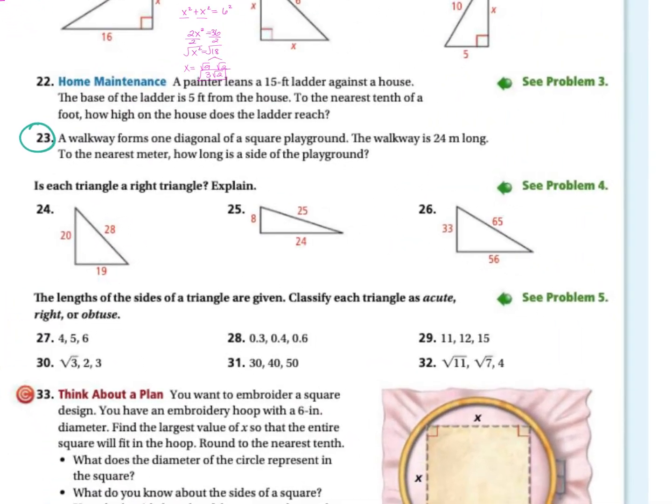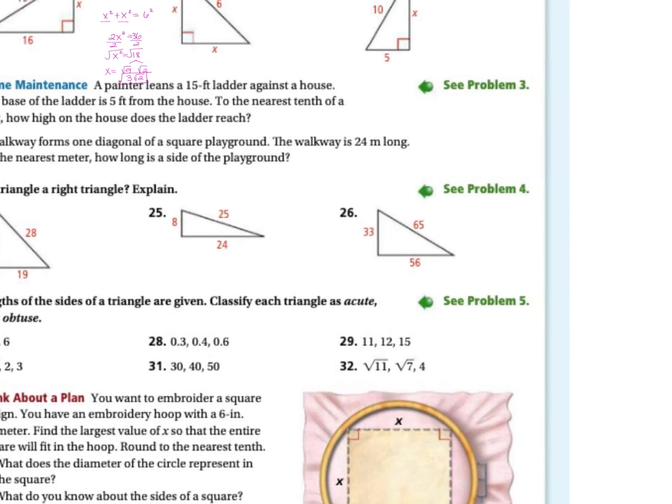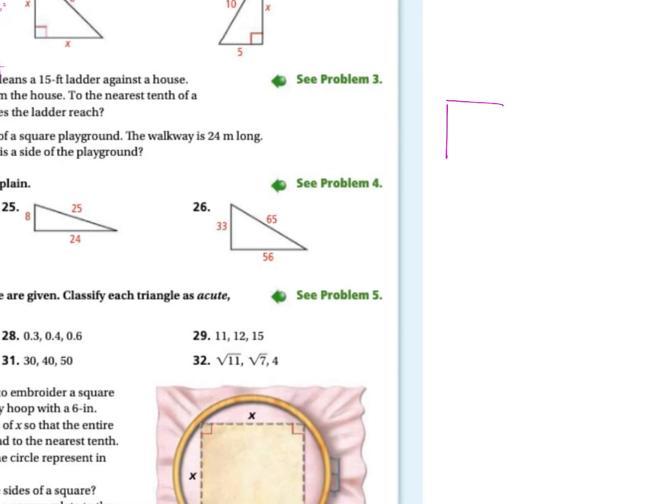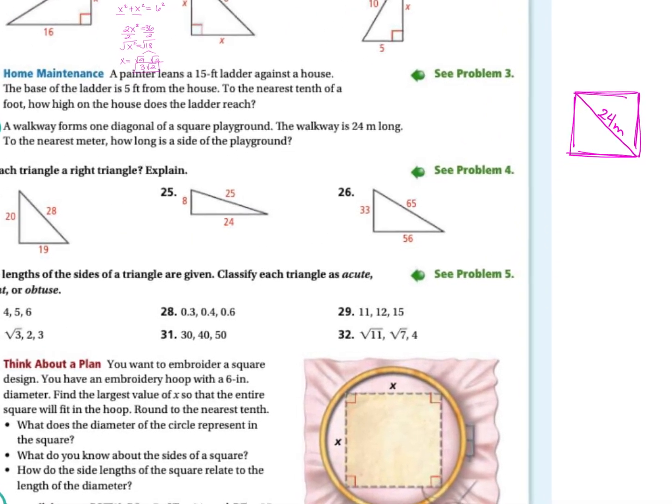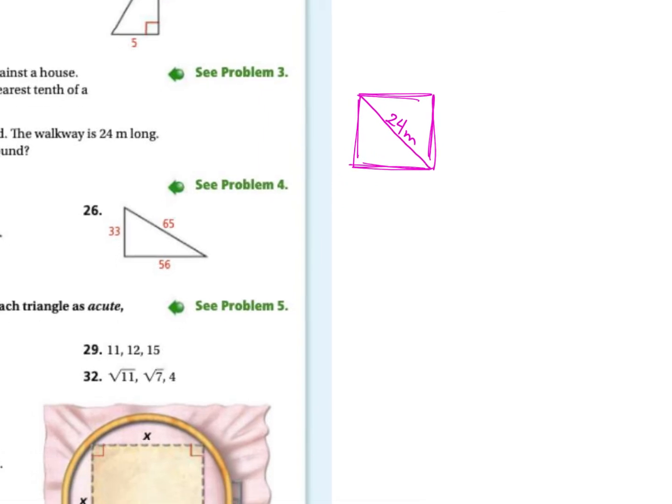23. This one says a walkway forms one diagonal of a square playground. The walkway is 24 meters long. So you're looking at a square playground. Sorry for the janky square. The diagonal is 24 meters long. To the nearest meter, how long is a side of the playground?